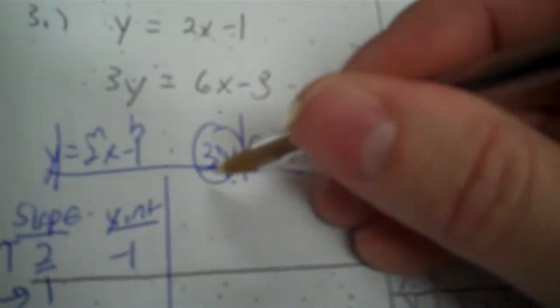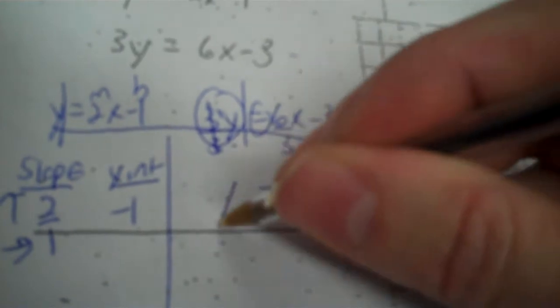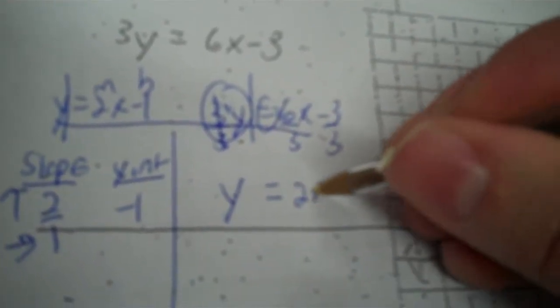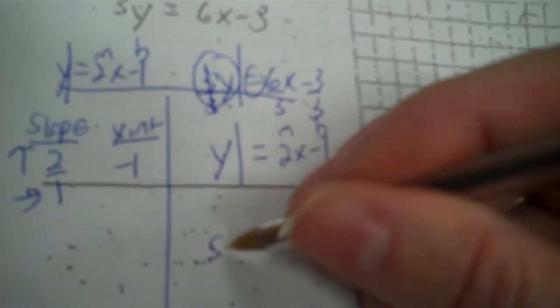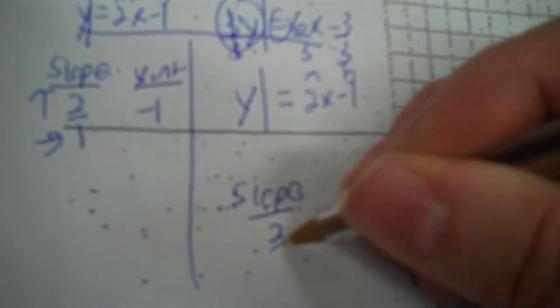Now on the other one, we have the x where we want it. We just have to get rid of that 3 that's multiplying y, so we just divide everything by 3. We don't need to move anything. So now we have y by itself, and then 2x minus 1. So the slope is 2 over 1, and the y-intercept is negative 1. Funny thing is, we already have that.